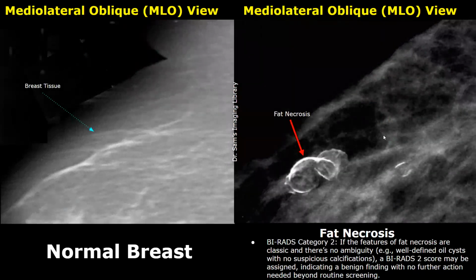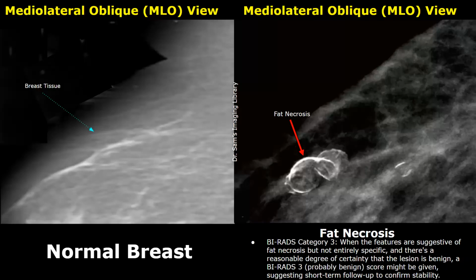Scoring fat necrosis can be difficult because they have a variety of appearances. BI-RADS 2 is given if there are well-defined oil cysts with no suspicious calcifications. BI-RADS 2 will indicate a benign finding with no further action required beyond routine screening.